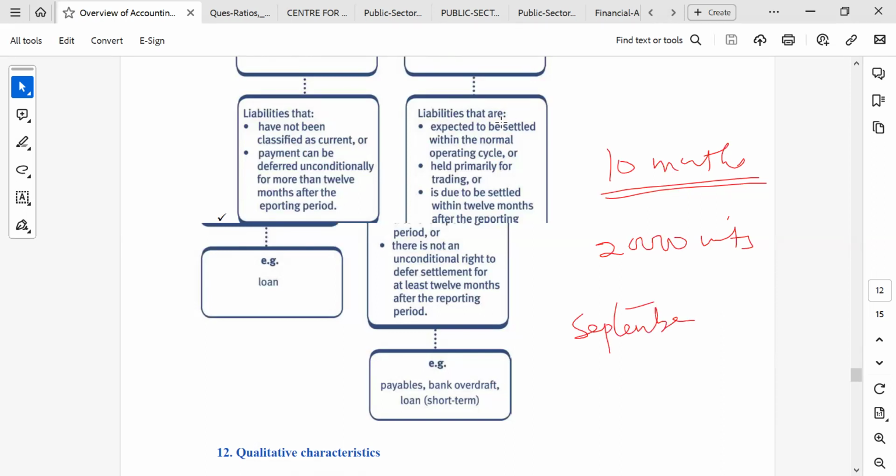Okay, and my reporting period is December. So you can see that from September to the end of the year, I was not able to supply all the 20,000. I've supplied only some of them. But you have paid for all these items. Let's assume that 1 unit is 10 cedis. So you have paid 200,000 to me.